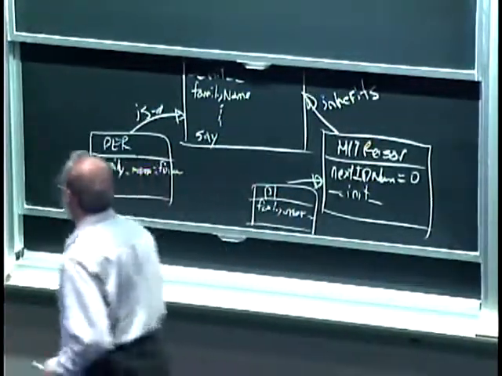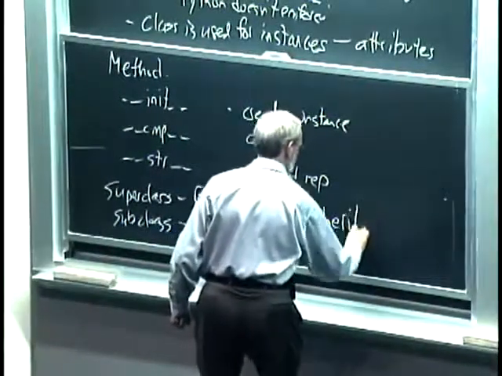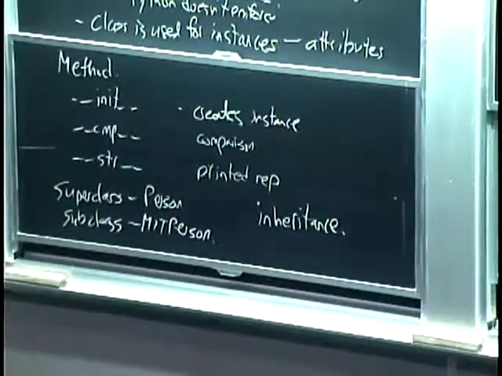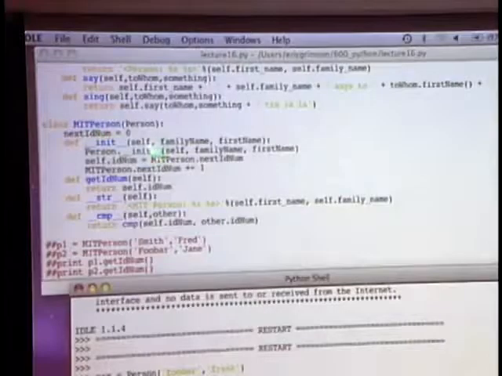So this is an example of inheritance. MIT person inherits the init method from person. You can get access to it by simply referring to it, and I refer to it right there as take the person class, get its init, and apply it to my instance plus those things. So I'm just using the same piece of code. Notice the second thing it does.